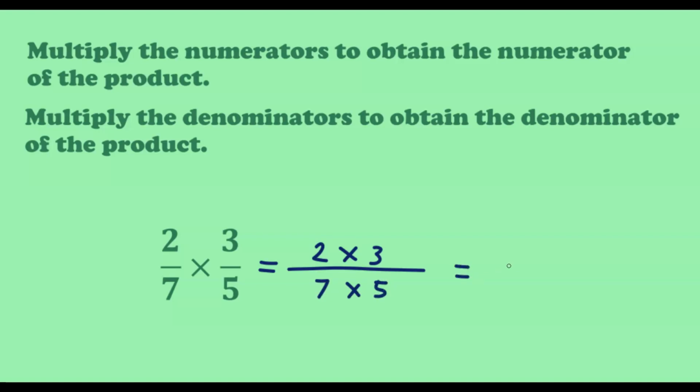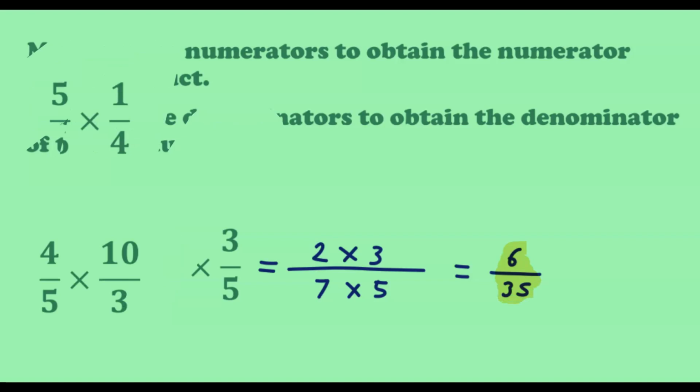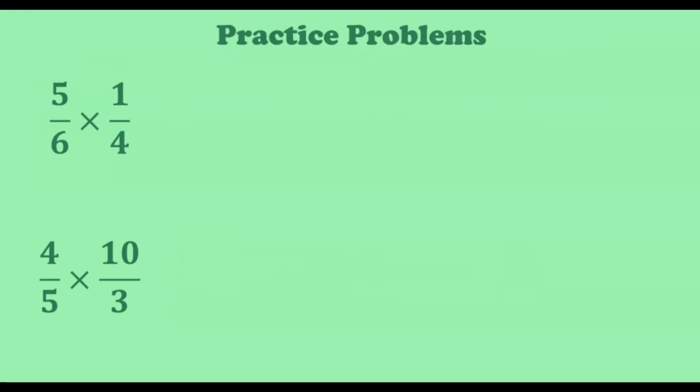So what do we end up with? We have 2 times 3, which is 6, and we divide this by 7 times 5, which is 35. And so this is our required answer. That is, 2 over 7 times 3 over 5 is equal to 6 over 35. Now let us have a look at a few practice problems.